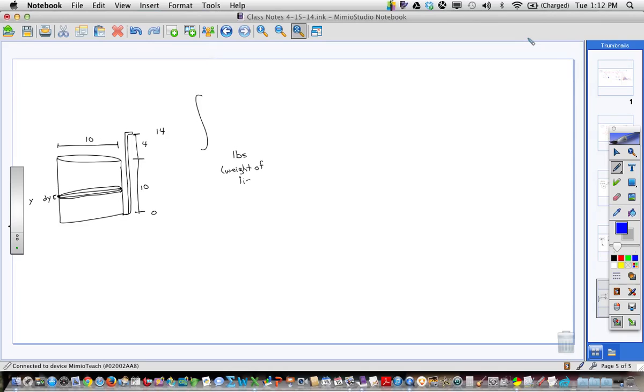Well, what do you need to calculate the weight of liquid? Come on, chemistry, science people. Volume and density, right? Density is pounds per cubic foot, and then times the volume, which would be the cubic feet. So we need density. So the weight of the liquid is the density times the volume.